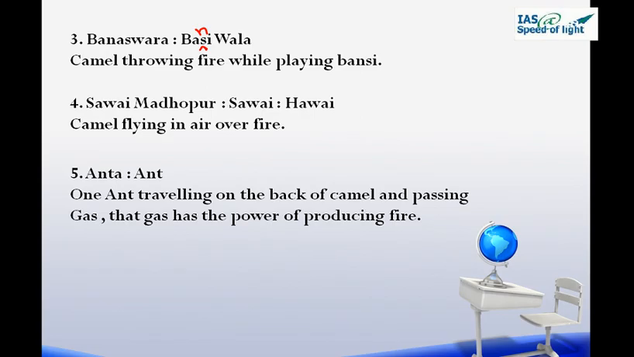Now fourth is Savai Madhopur. From Savai we get Hawaii. Okay, from Hawaii we can have two things. It may be Hawaii chappal or Hawaii slippers, which are very famous, like the slippers we wear. And another thing is air. Hawa is a Hindi word for air.